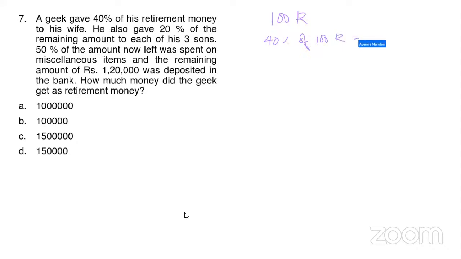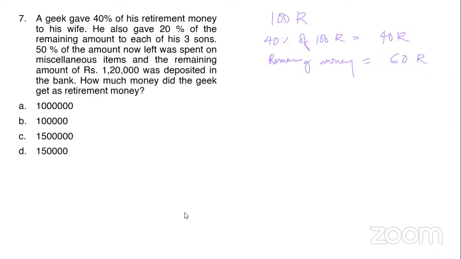It will be 40 R. So, what will be the remaining money? The remaining money will be equal to 100 R minus 40 R, that is 60 R.